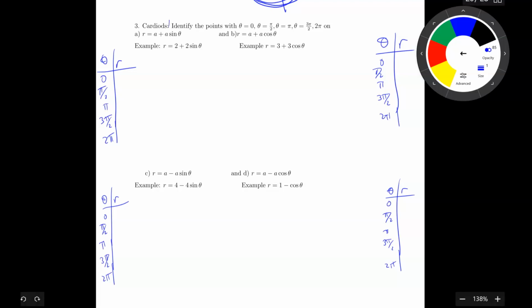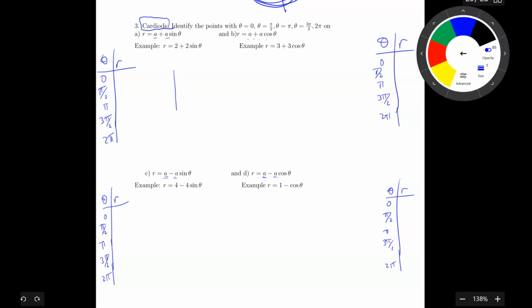Okay, so this next kind we're going to look at are cardioids. I want you to recognize, oh, I've got one of those. If it's the same number, a plus a sine or a plus a cosine, or a minus a sine or a minus a cosine, so the number is the same, perhaps not the same sign, but it's a sine or a cosine, these are going to be hearts or cardioids.